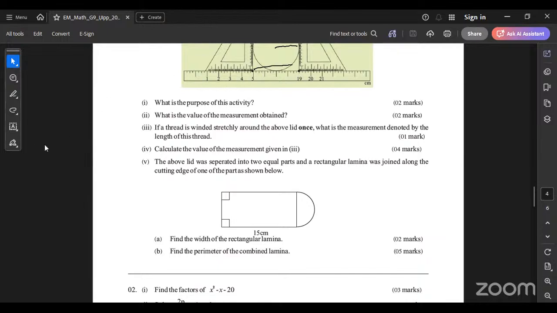There is another formula to find the circumference of a circle when the radius is given. What is that? C equals 2πr. Yeah, C equals 2πr.